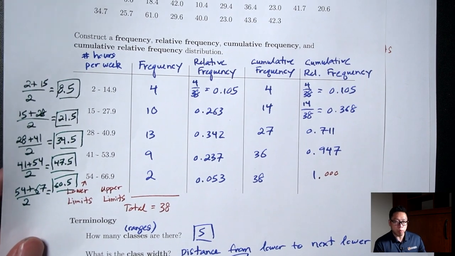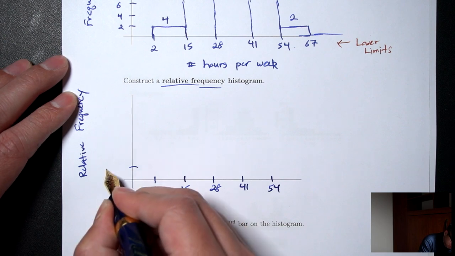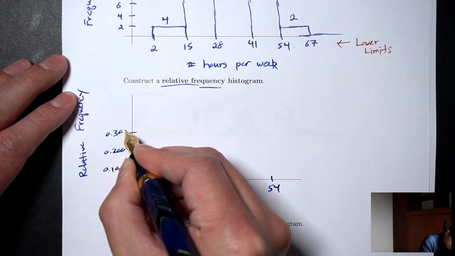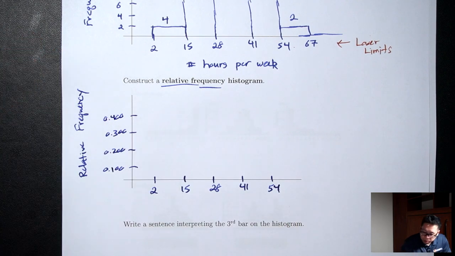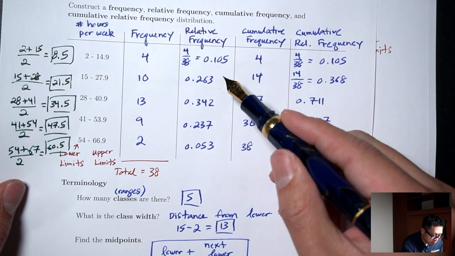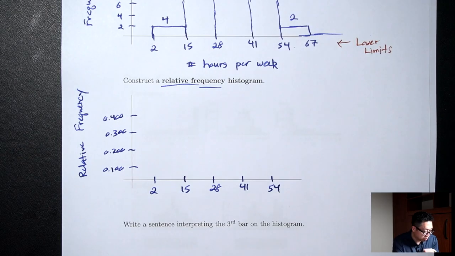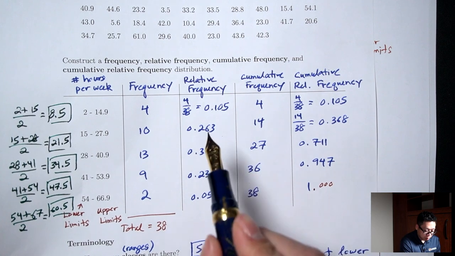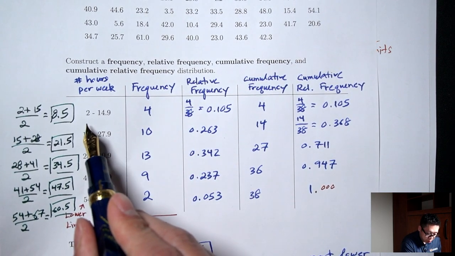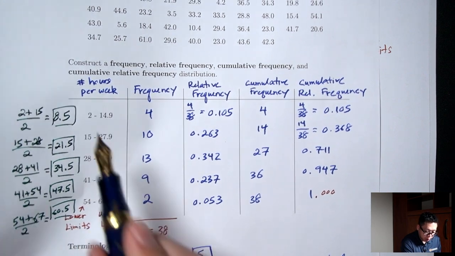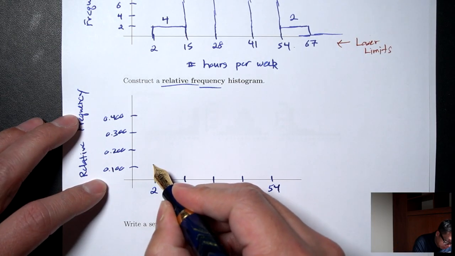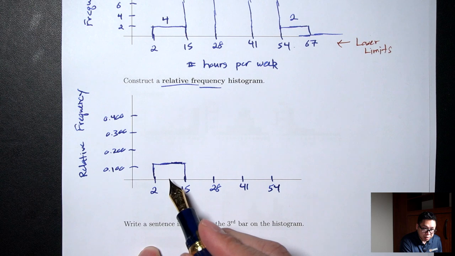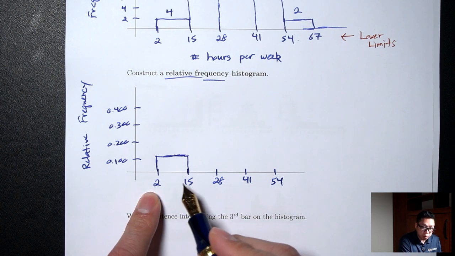So I'm going to go up by 0.100, 0.200. And let's see, I need to get up to 0.342. So I think I'm good there. Now, first one, 0.105. Remember, this one goes with the range 2 to 15. So the bar should be above the range 2 to 15. Okay, notice that there's no numbers in the center of my bars. The bar is over the range 2 to 15.